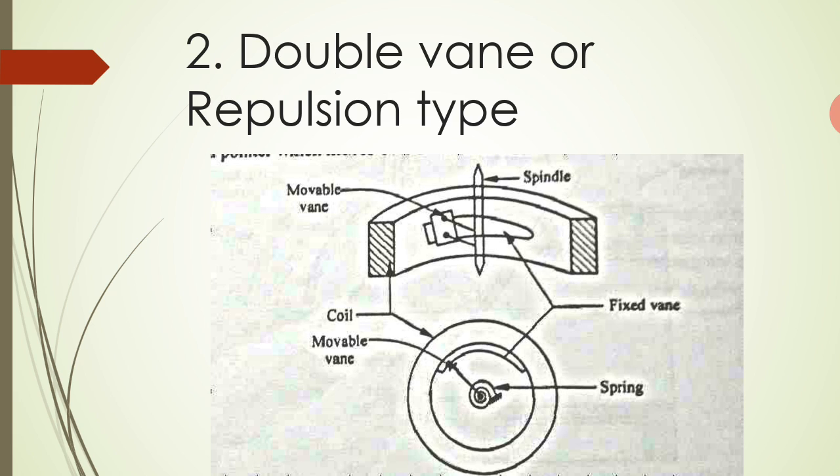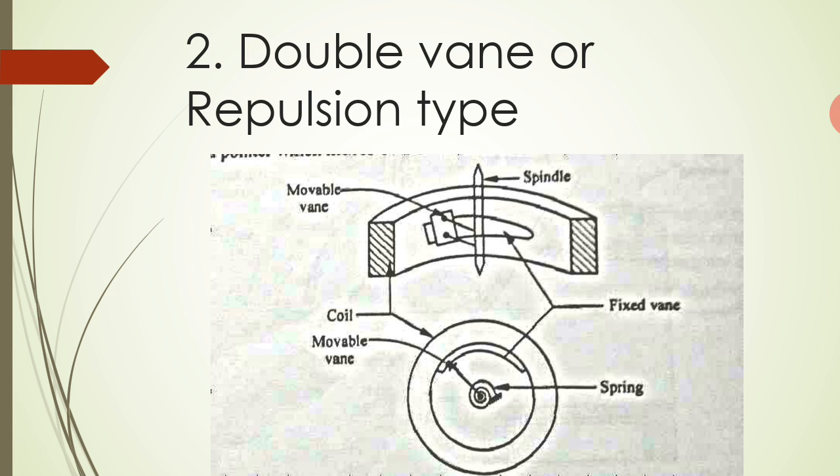Next is double vane or repulsion type instrument. When current flows through the coil, a magnetic field is produced. A soft iron vane gets magnetized and a force of repulsion acts which is proportional to the strength of current. The vane type repulsion moving iron instrument is shown in this diagram.